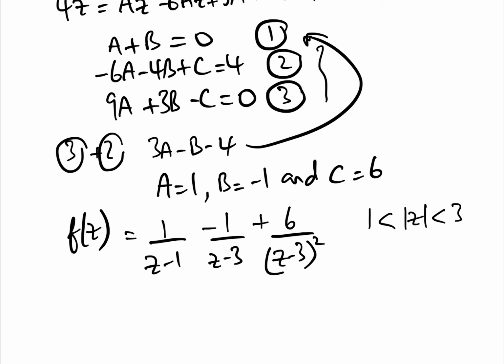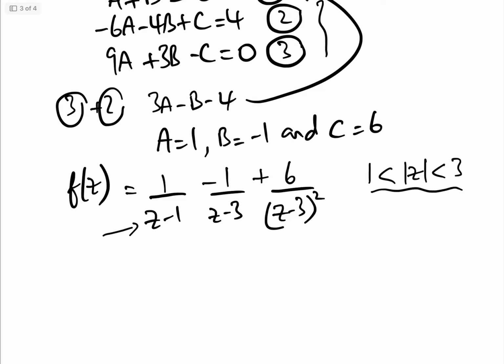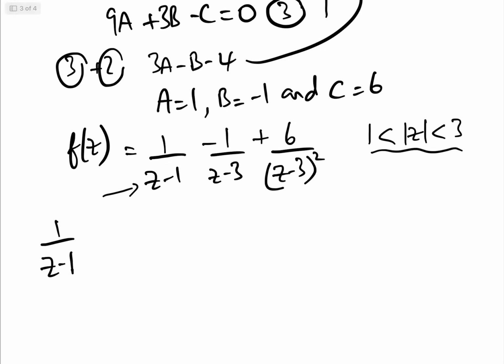Let's have a look at 1 over z minus 1. Now clearly, because mod z is greater than 1 and less than 3, we cannot expand this as part of the geometric series on its own because it doesn't converge. So again, we have to use exactly the same trick we used in question 1 and question 2.